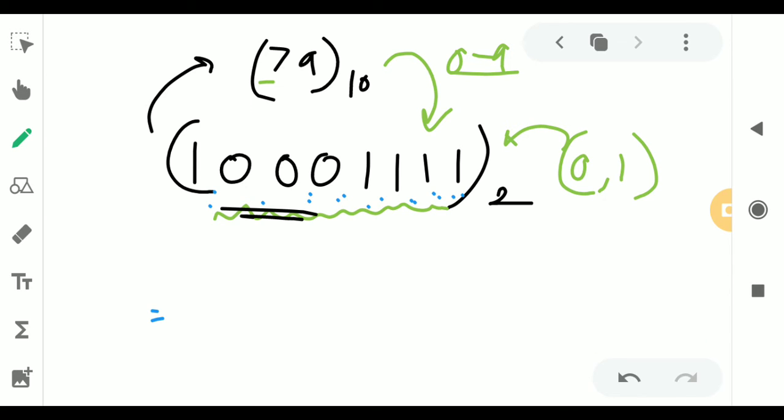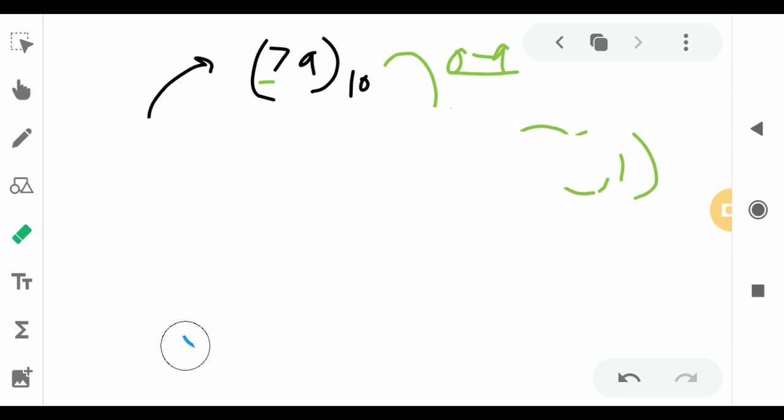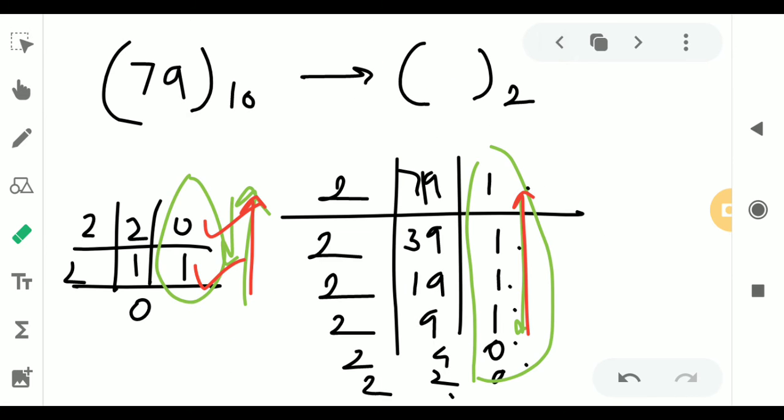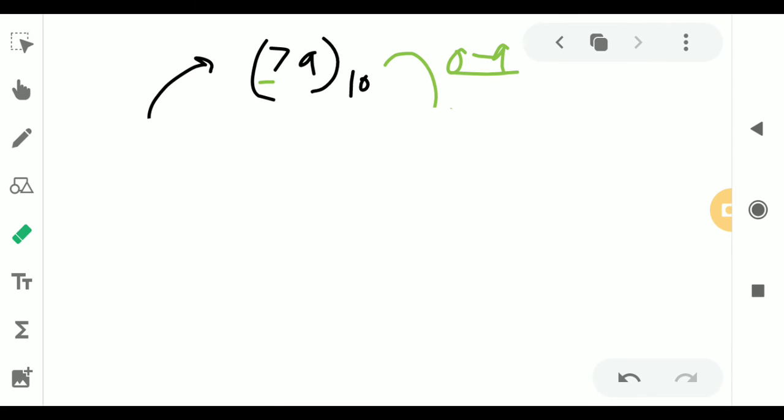Five, 6, 7, 8. So 2 raised to 7, which is 2 raised to 4 is 16, 32, 64. Something is wrong here. All right, I guess something is wrong here, so let's try to do it again.